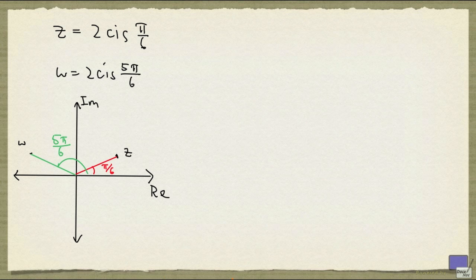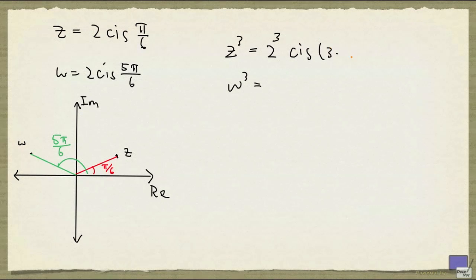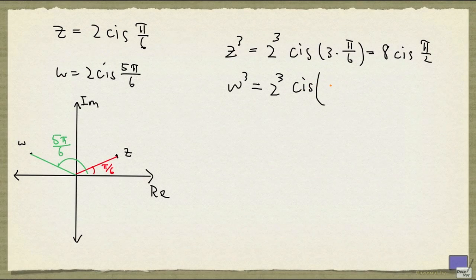But now let's take a look at what happens when you cube them. So we can use the de Moivre formula here. z and w are given in polar form. So to compute the third power, we take the modulus to the third power and then multiply the argument by 3. So 3 times pi over 6 goes inside here. And that's just 8 cis pi over 2. Now w cubed, we have 2 cubed as modulus. And the argument would be 3 times 5 pi over 6. And that's 8 cis 5 pi over 2.